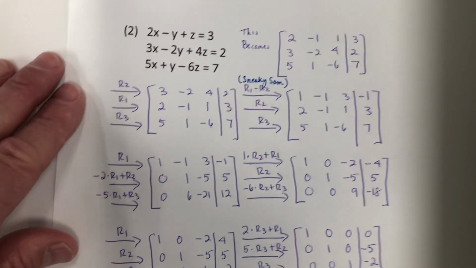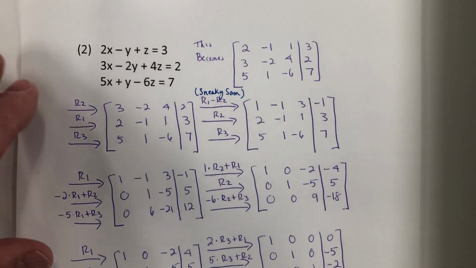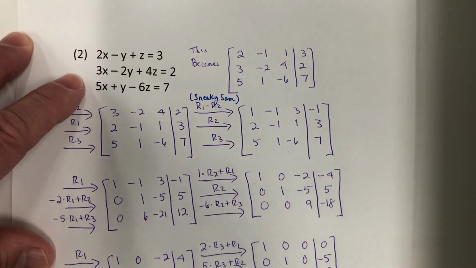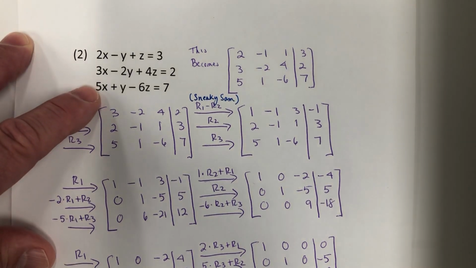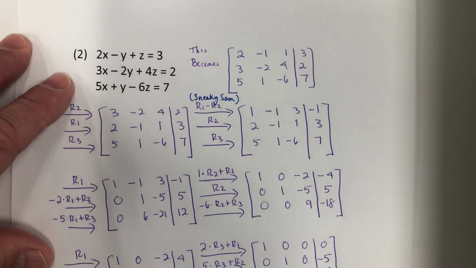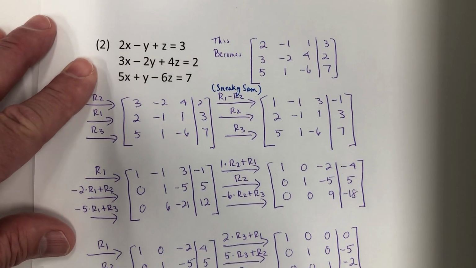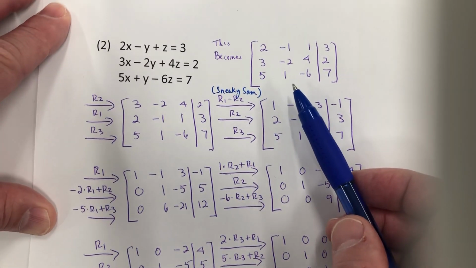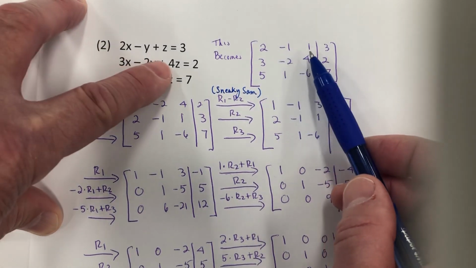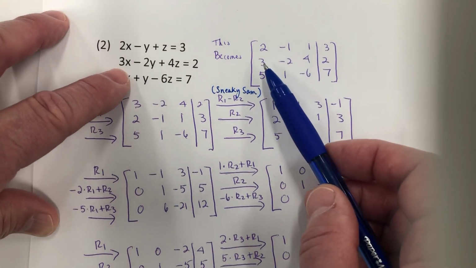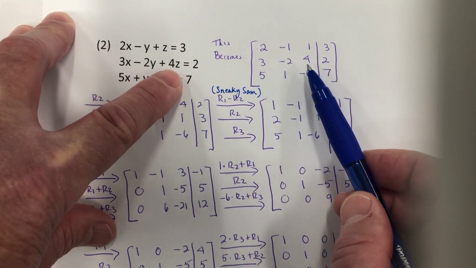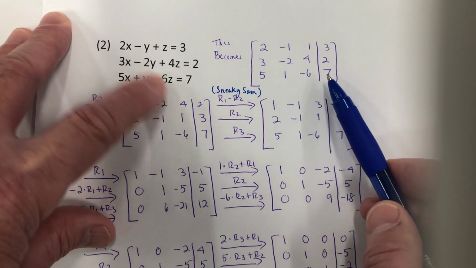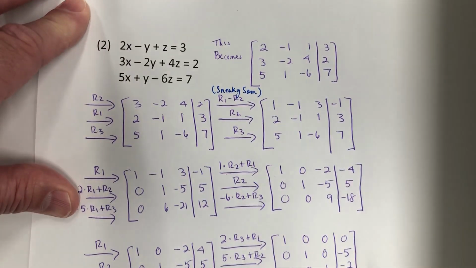And our other system of linear equations in this video is the practice problem 2x minus y plus z equals 3, 3x minus 2y plus 4z equals 2, and 5x plus y minus 6z equals 7. So we're going to start by writing that as its augmented matrix. 2x minus 1y plus 1z equals 3, 3x minus 2y plus 4z equals 2, 5x plus 1y minus 6z equals 7. So we've got our augmented matrix.